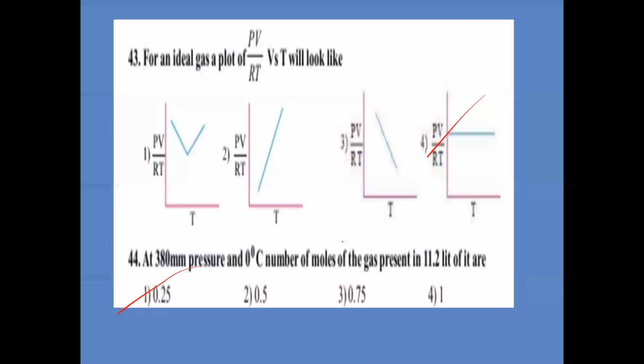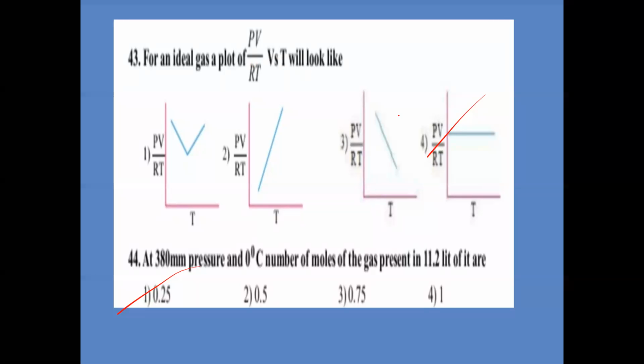Next, 43. For an ideal gas, a plot, meaning a graph, of PV by RT versus temperature. So this ratio PV by RT is taken versus temperature here. What will it look like? What is PV by RT from the ideal gas equation? PV is equal to nRT, we know. Then n is equal to PV by RT. PV by RT is nothing but n only, number of moles. So the number of moles versus temperature graph they ask here.